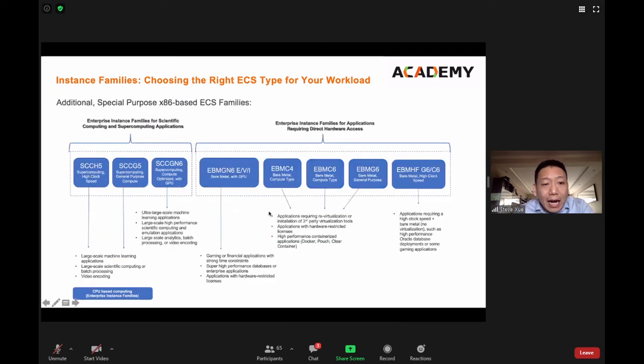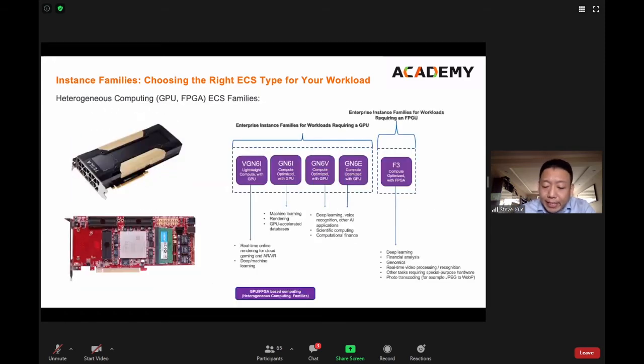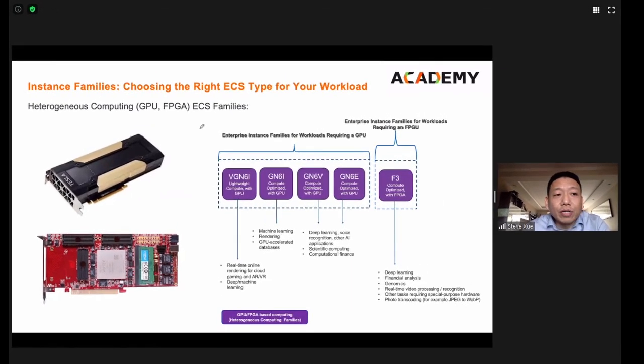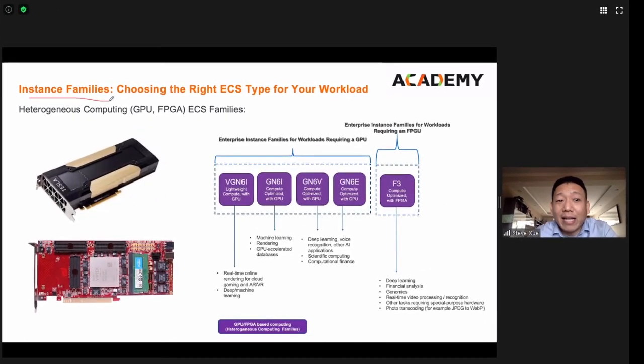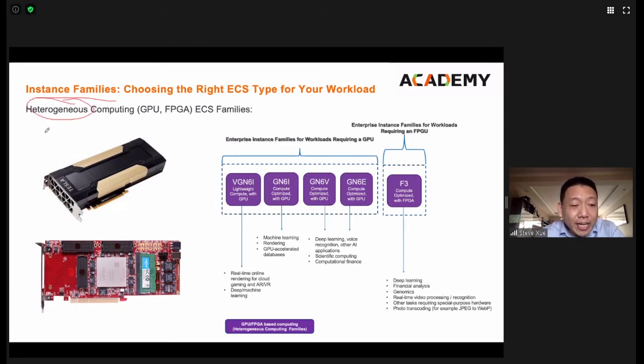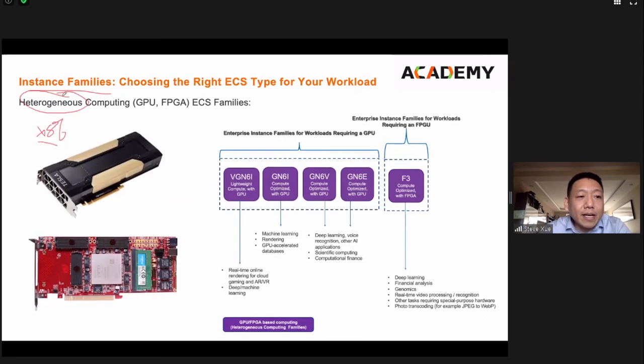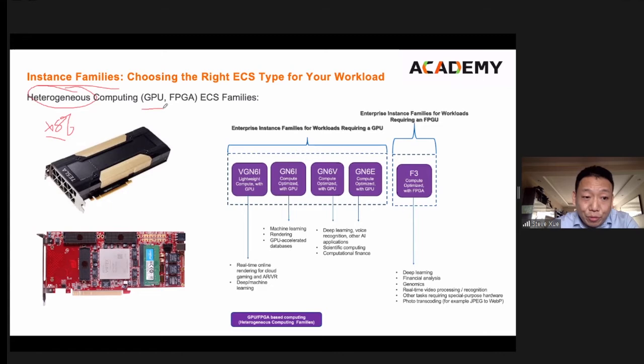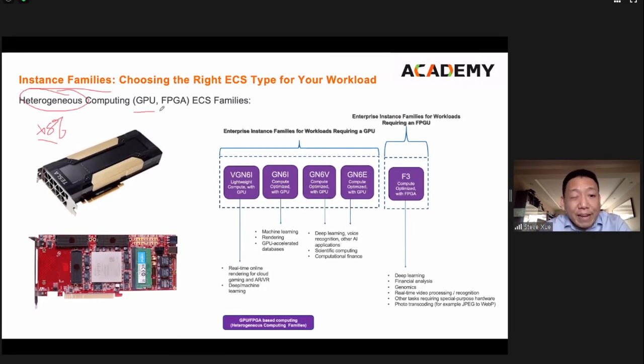And I talked about the ECS, and I talked about the x86. Now let's look into another very strange family. I say it's strange because we call them heterogeneous. Heterogeneous is not x86; it is a different CPU architecture. We give them names like GPU, the graphic processing unit, and FPGA, which is a field programmable, I forgot the full name, but it is a different chipset.